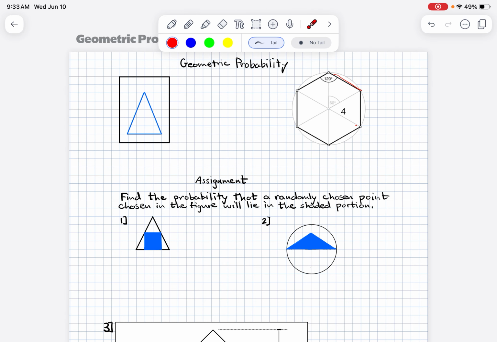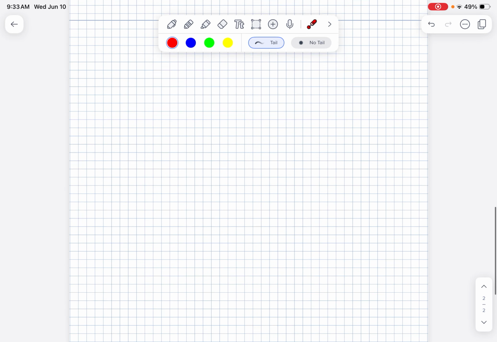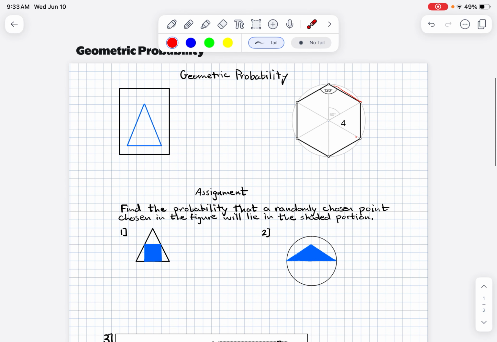And let's suppose we just start selecting points at random. So I select a point here, here, here. These are just random points, completely random. Well, you notice a lot of the points fall outside the triangle. Some fall within the triangle. We want to know, what is the probability that a randomly selected point will be inside the triangle?